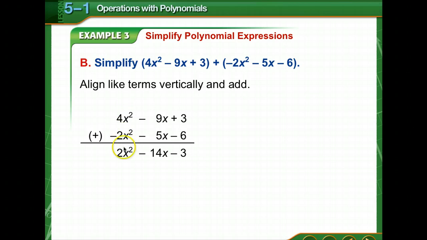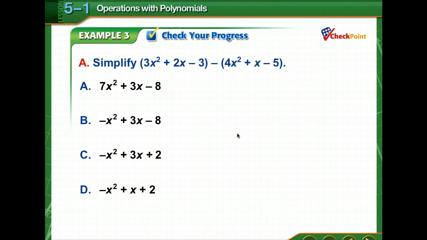So 4x minus 2x squared is 2x squared. Both of these are negative, so you add. And the difference of a negative 6 and 3 is negative 3. So whichever way is easier. This one was very simple because of the plus sign and you didn't have to distribute the negative 1 first. So you can work with which one feels most comfortable to you. Time for you to check your progress. So pause, come back and check your answer.